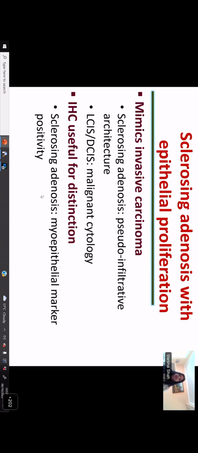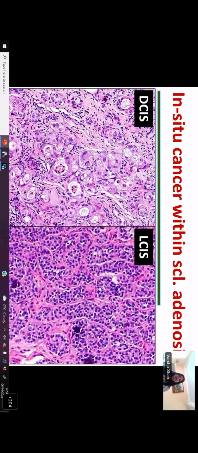But as I said earlier, in sclerosing adenosis, the myoepithelial layer is preserved. So if you do myoepithelial markers, you will get positivity at the periphery. So this is an example of in situ cancers within sclerosing adenosis. And this looks like kind of invasive duct carcinoma. And here it is LCIS, which is involving sclerosing adenosis. It can mimic invasive lobular carcinoma.